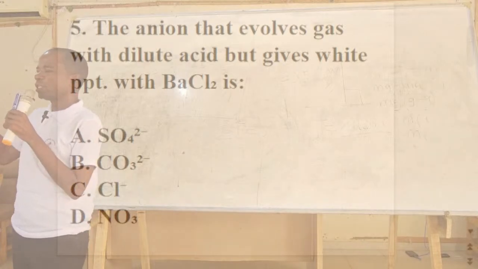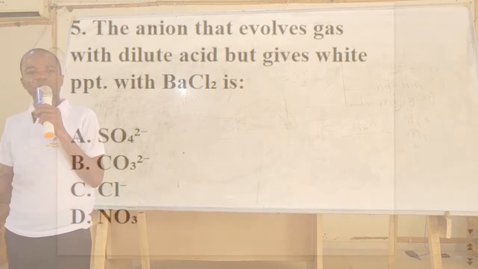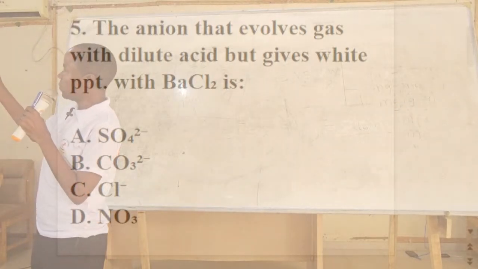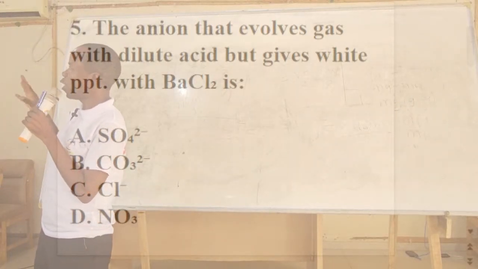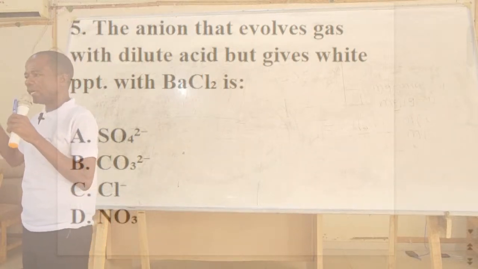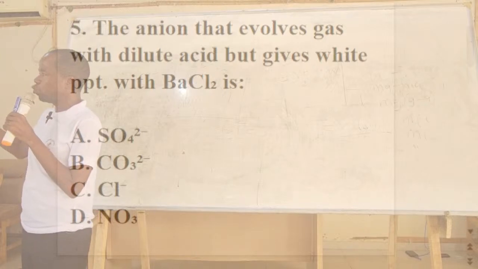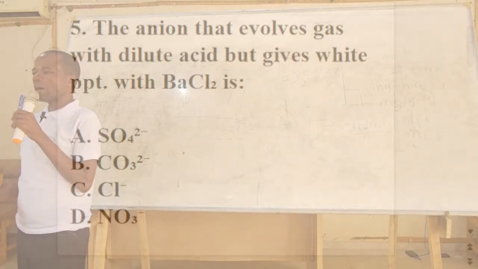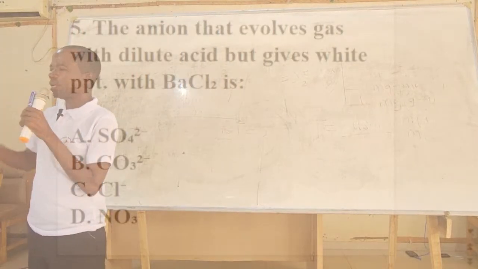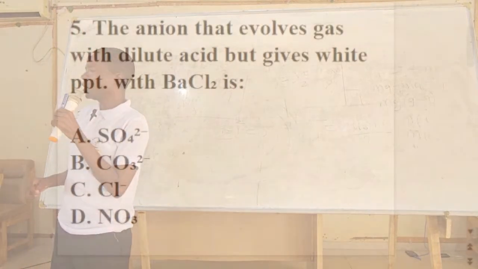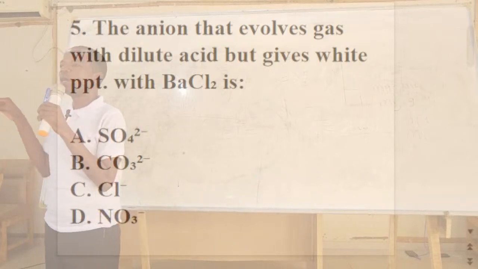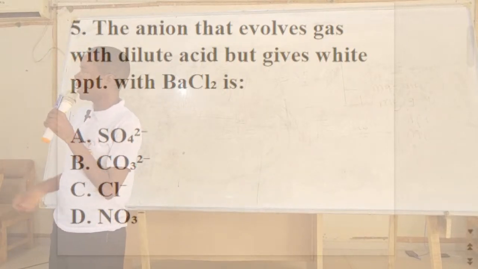When carbonate reacts with acid, what is the gas given off? Carbon(IV) oxide gas. That's what they meant by saying that the anion evolves gas with dilute acid. When any dilute acid, be it HCl or H2SO4, is added to any carbonate, the CO2 gas will be given off. And when barium is added to carbonate ion, it's going to form BaCO3, which is a white precipitate. So the correct answer here is B.